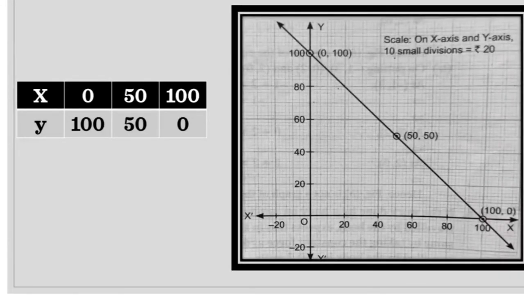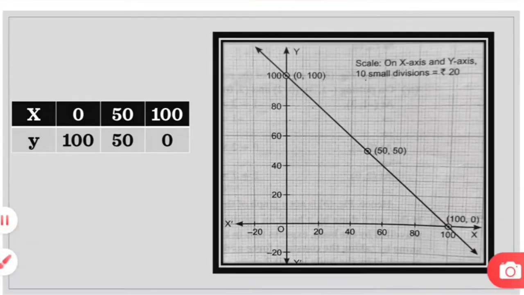Yes, again x-axis, y-axis, and we have to take the scale. On the x-axis and y-axis we have taken 10 small divisions equal to rupees 20. We have taken 20, 40, 60, 80 this way. So after taking the scale and marking the x-axis and y-axis, let's plot the given pairs of solutions. First is 0, 100. Now you know, if x is 0, the point should lie on the y-axis. So here you can see 100 of y and 0 of x, so we get the point 0, 100 here.